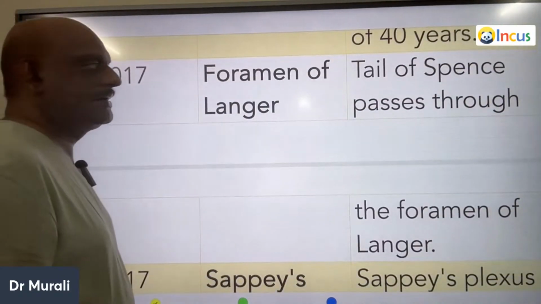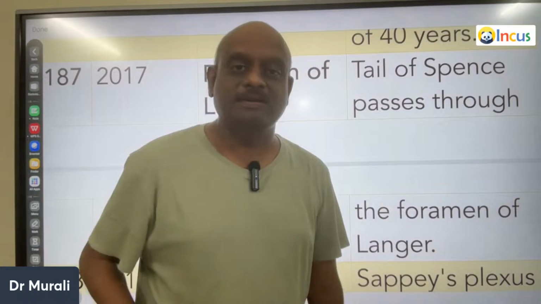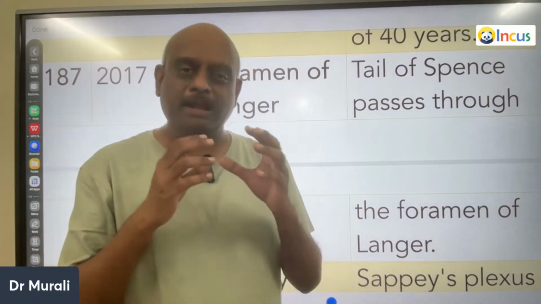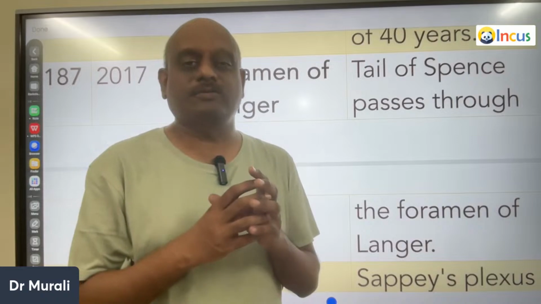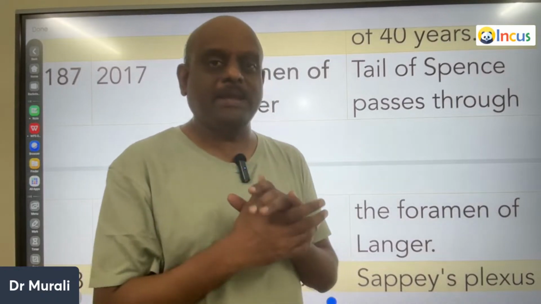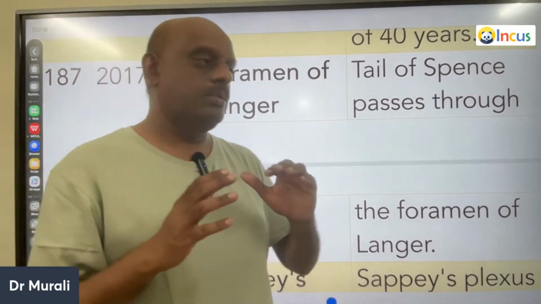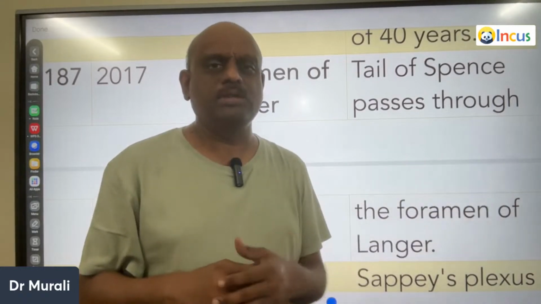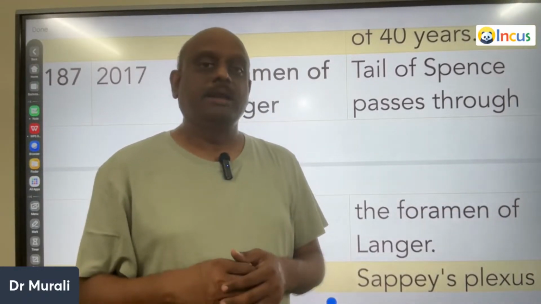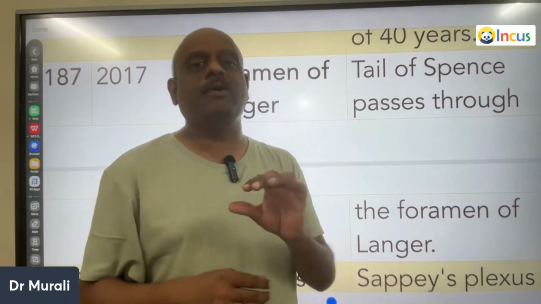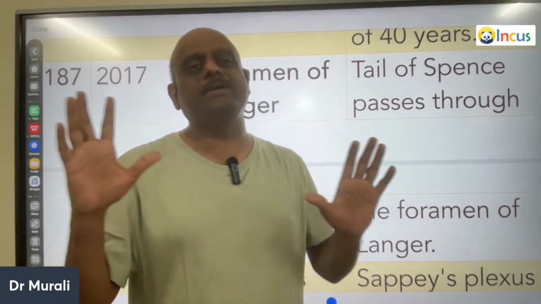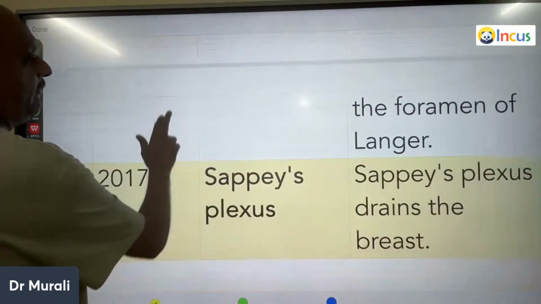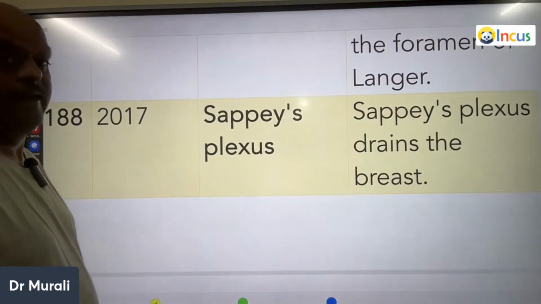So what is the tail of Spence? The tail of Spence passes through a foramen called Langer's foramen. So once more, what you do is, go back to a quick Google search or ChatGPT search. What is the tail of Spence, what is the foramen of Langer, have a look at a Google image. Definitely, this was a question that has been asked in FMGE, which means it will come.